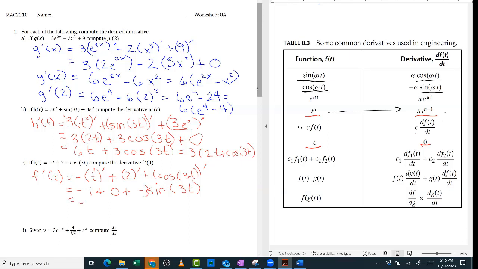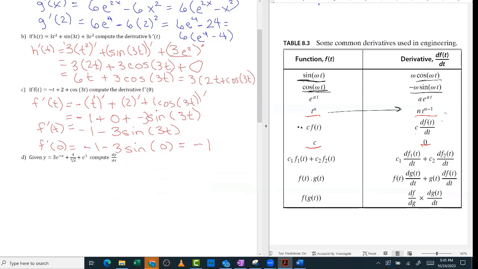Let's say we have minus 1 minus 3 sine of 3t, where t equals 0. This is f prime of t. F prime of 0 is equal to negative 1 minus 3 times the sine of 3 times 0, which is 0. The sine of 0 is 0. This answer is negative 1. F prime of 0 is equal to negative 1.